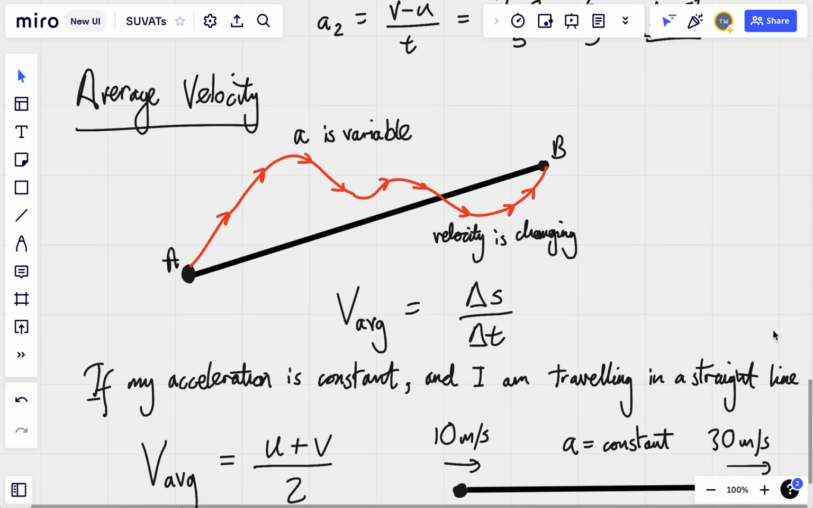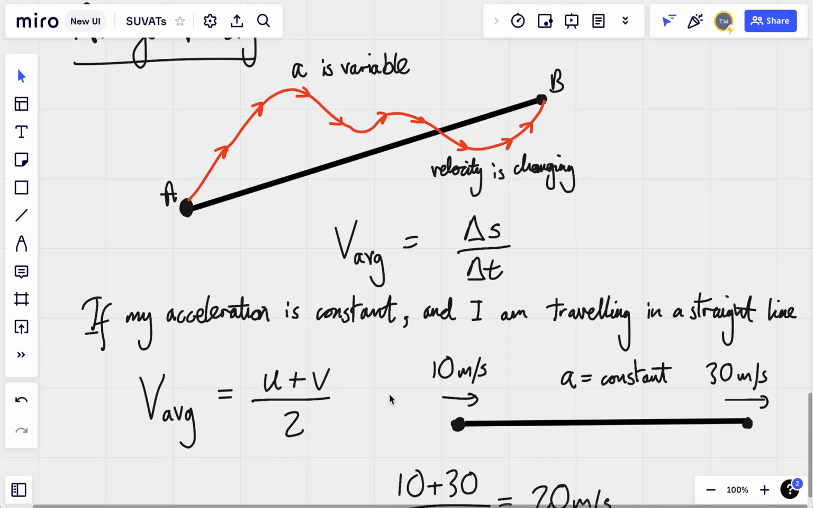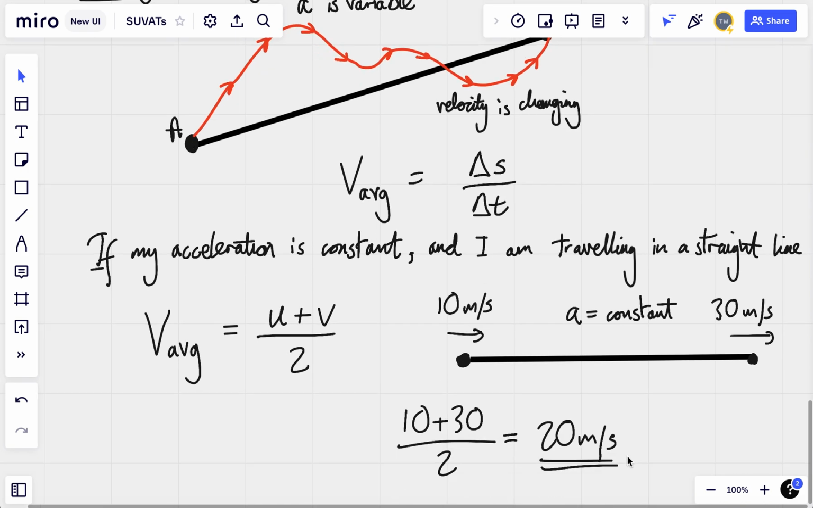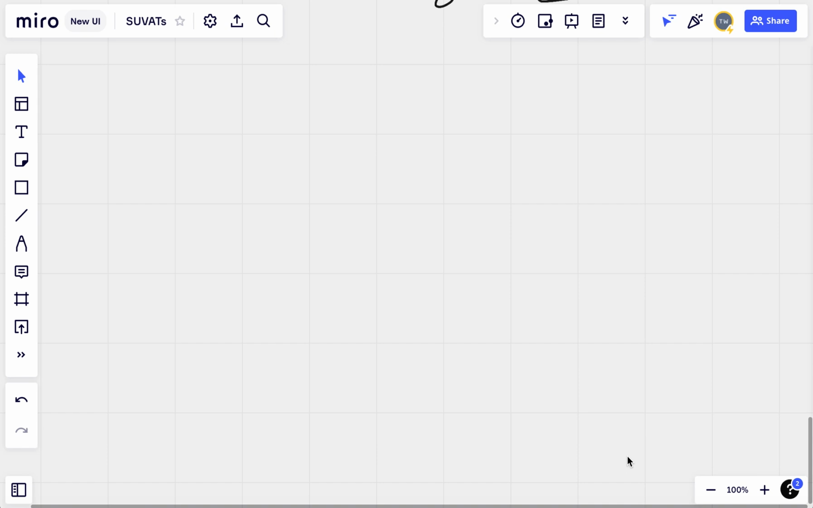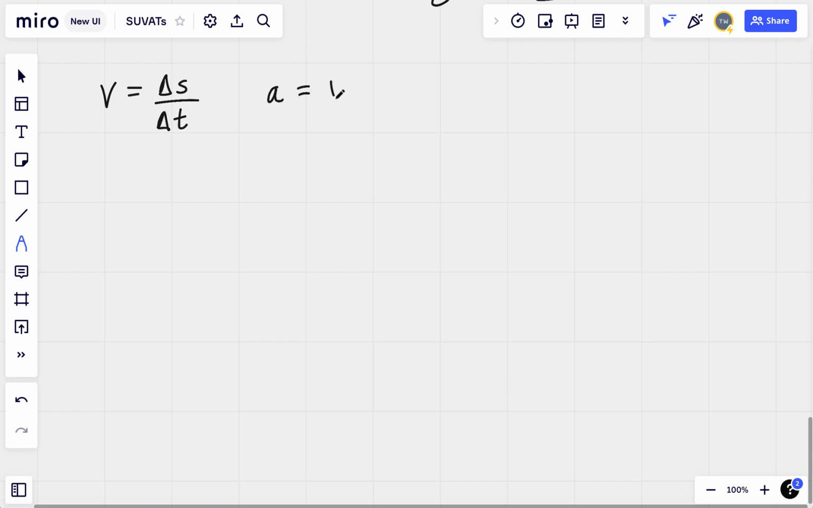Average velocity is the last thing we looked at. This formula only works if acceleration is constant and I'm travelling in a straight line. So let's see where we've got to. We have a few formulae to work with. Velocity is change in displacement over change in time. Acceleration is change in velocity over time. And average velocity is essentially the mean value of my two velocities, so one plus the other divided by 2.